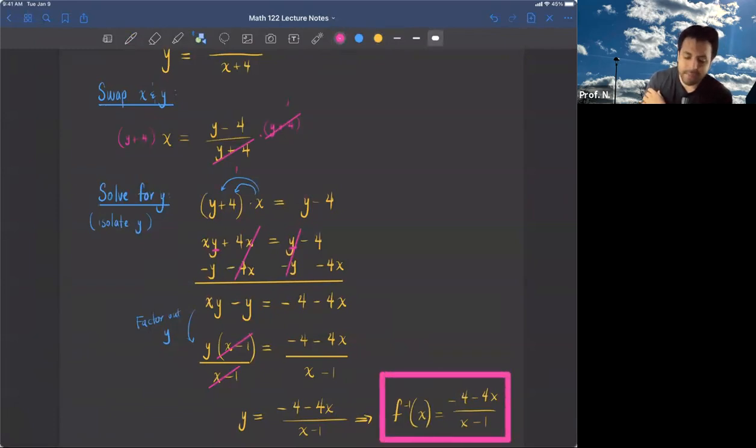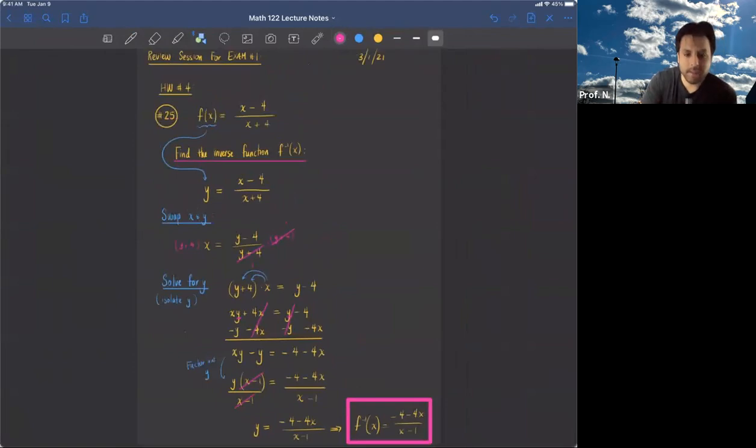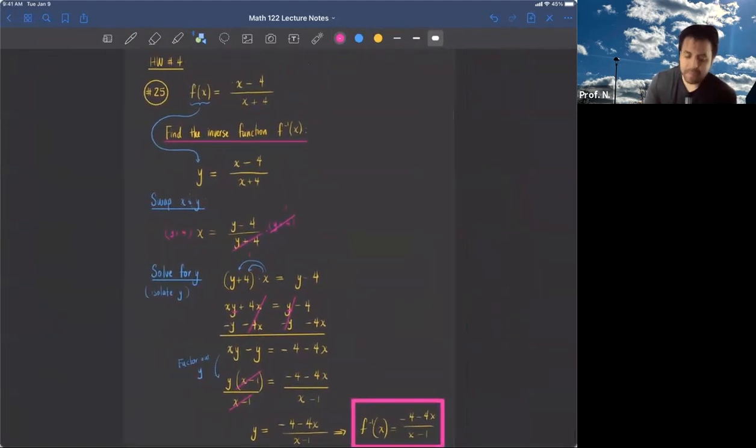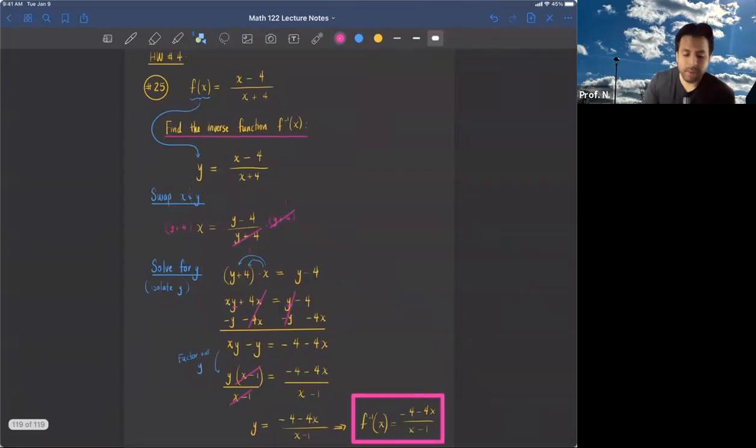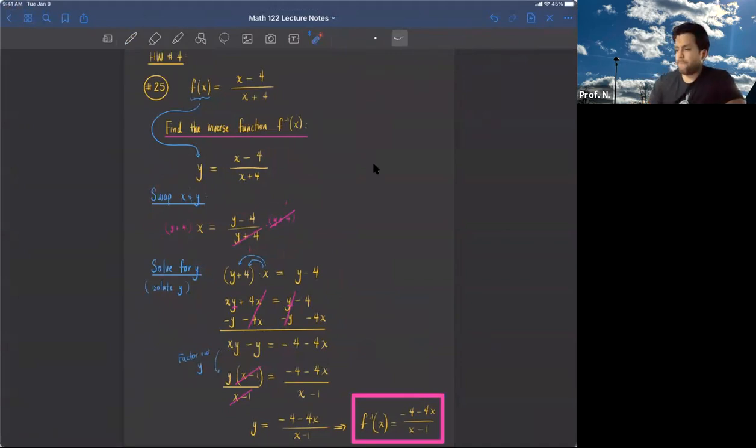And of course, you all may have different numbers. Maybe you might have x minus 5 over x plus 5, but it doesn't really matter what you have. The steps here are exactly the same. So any questions about this last problem? It's a good problem to go over because the crux of this problem is understanding how to solve for y using algebra. So is this clearer now? Yes, good. Very good.